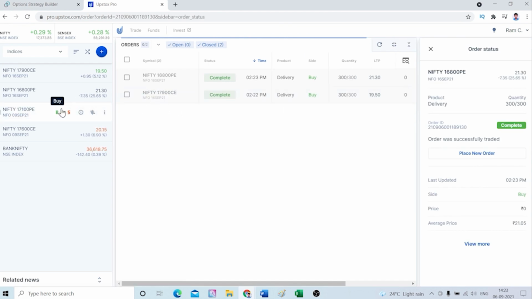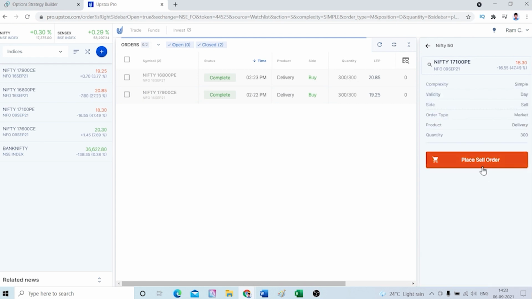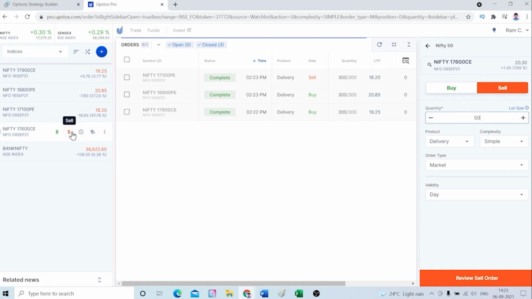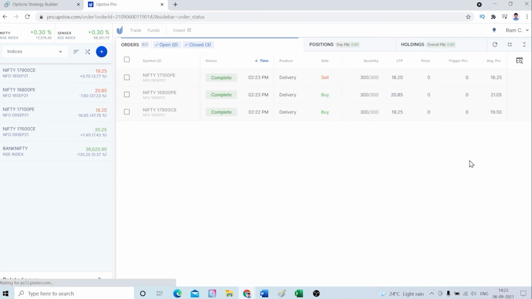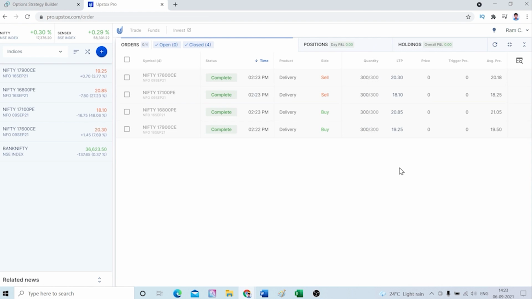Now let us sell options in the latest week, the 17,100 put option with the same quantity. We have to use the same quantity for both the latest week and the forward week. So for the same quantity I am using 300 quantity, which means 6 lots. These 4 transactions are the basic strategy which we do. Later on, we may have to do adjustments to these transactions based on the market movements.